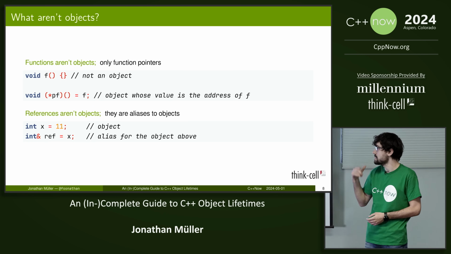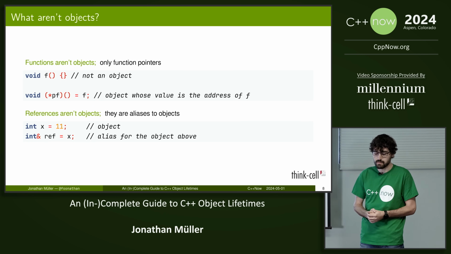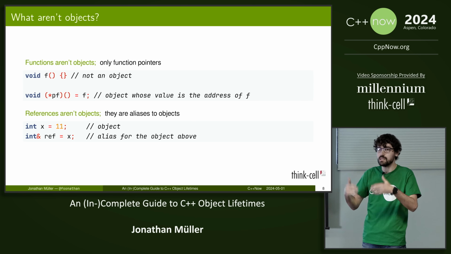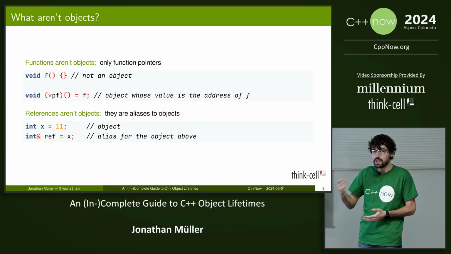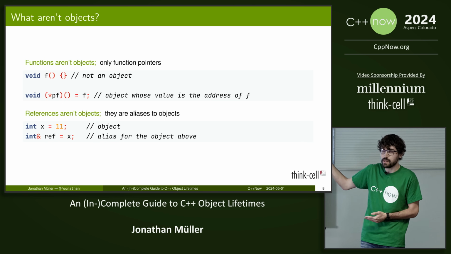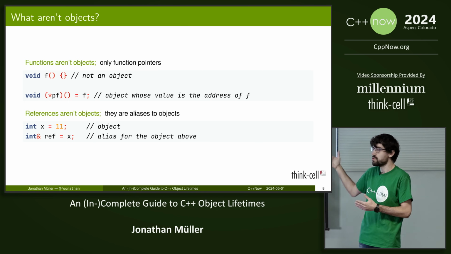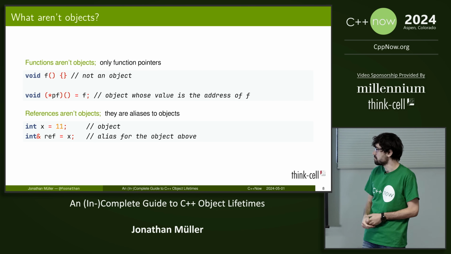Also references. References aren't objects themselves, they're simply aliases to objects. So we've got our object x, and then we've got an alias to that object, which is a reference, which is simply another name for that same object. So naturally, all the properties that apply to the original object also apply to that reference, and it doesn't really matter what we use to refer to that object. They're aliases, they're identical.